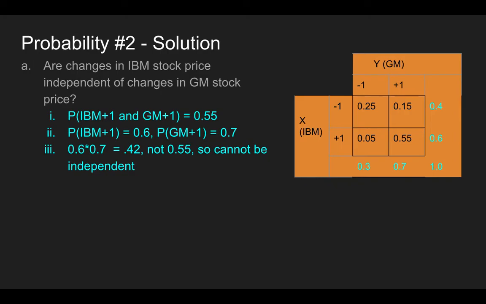Okay, independent. One of the implications of being independent is that the joint is a product of the marginals. Okay?